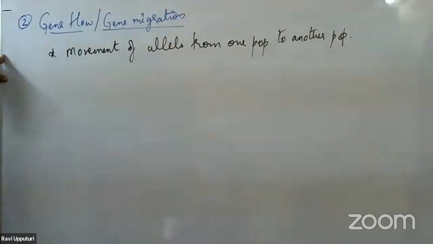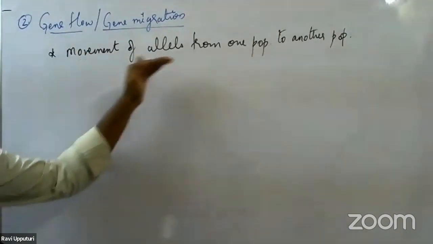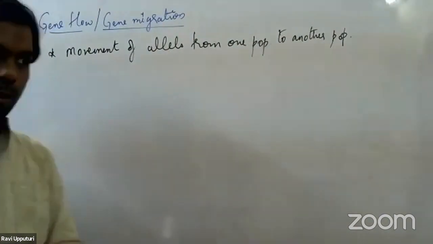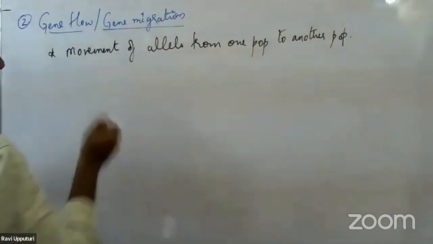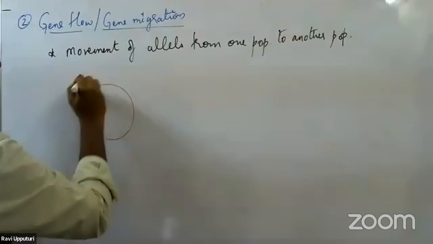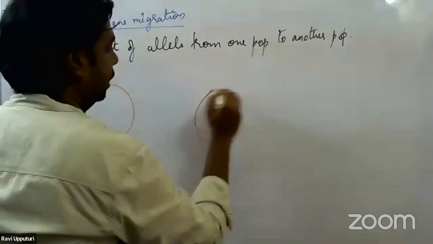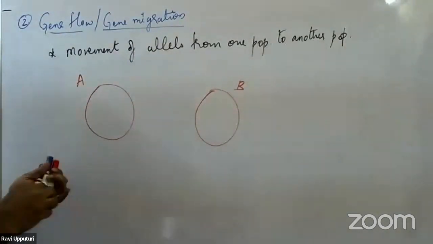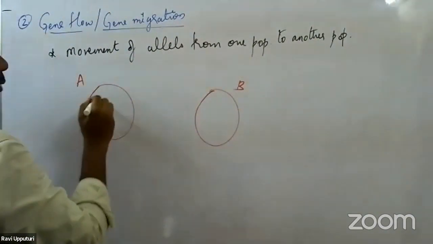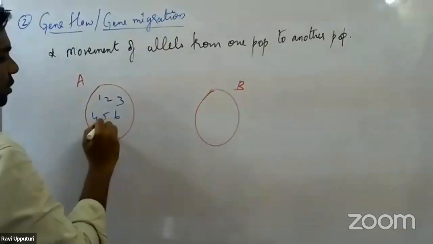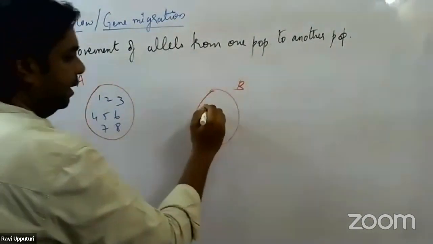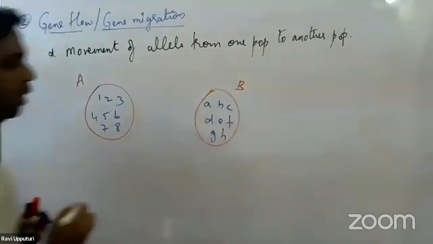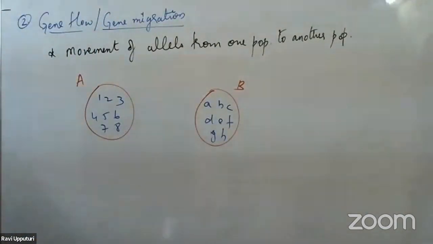So what's happening in this gene flow? There is movement of alleles taking place from one population to the other population. Now let's just imagine that this is one population, population A, and here there is another habitat with population B. Here there are some individuals, say 1, 2, 3, 4, 5, 6, 7, and 8. Here there are some individuals A, B, C, D, E, F, G, and H. These are all the individuals present in both the populations.